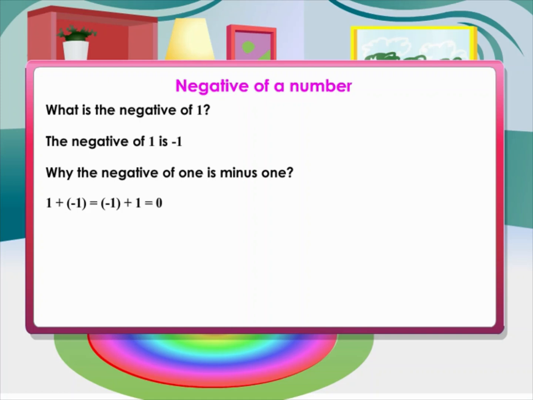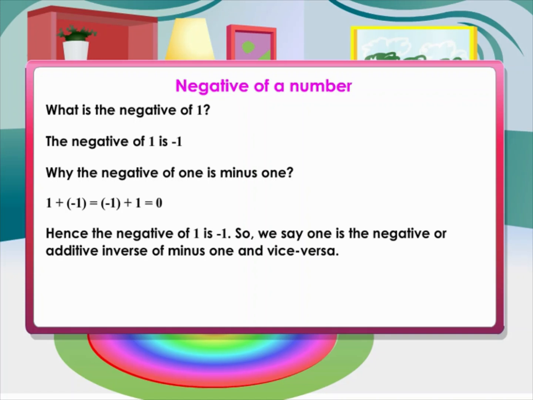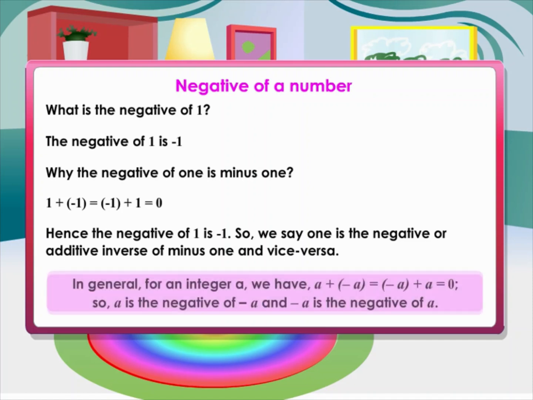This is because when we add 1 and minus 1, that is 1 plus minus 1 is equal to minus 1 plus 1, the answer is 0. Hence, the negative of 1 is minus 1. So we say 1 is the negative or additive inverse of minus 1 and vice versa. In general, for an integer a, we have a plus minus a is equal to minus a plus a is equal to 0. So, a is the negative of minus a and minus a is the negative of a.